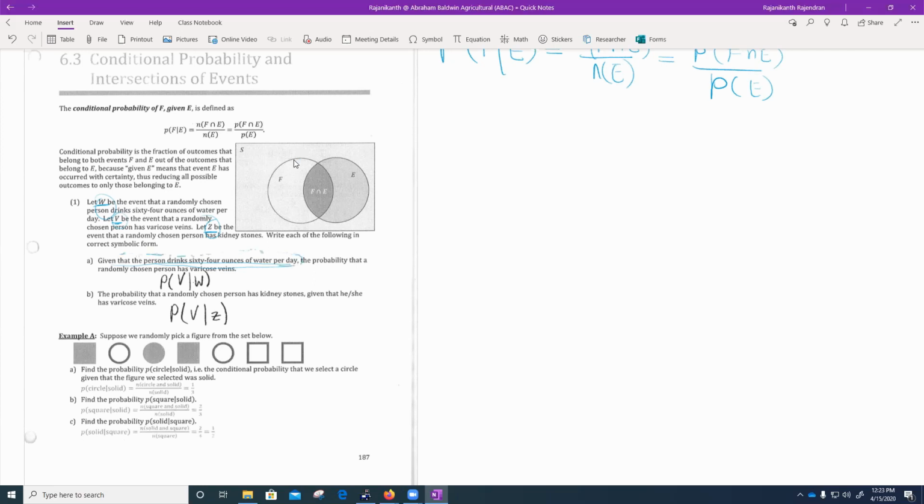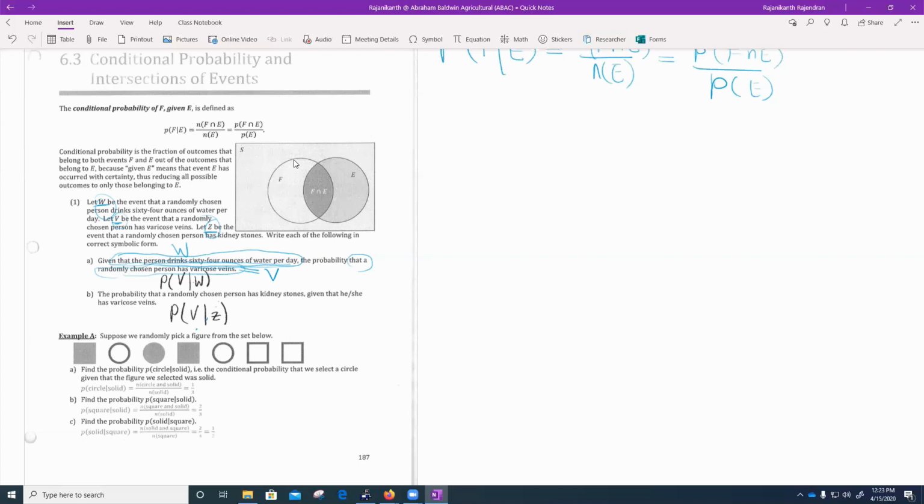Whatever event is followed by "given" is my conditional event. So in this case, this event is W. The probability we are looking for is the event of those who have a varicose vein. So this is my target event. So that is basically the probability of V given the event W.